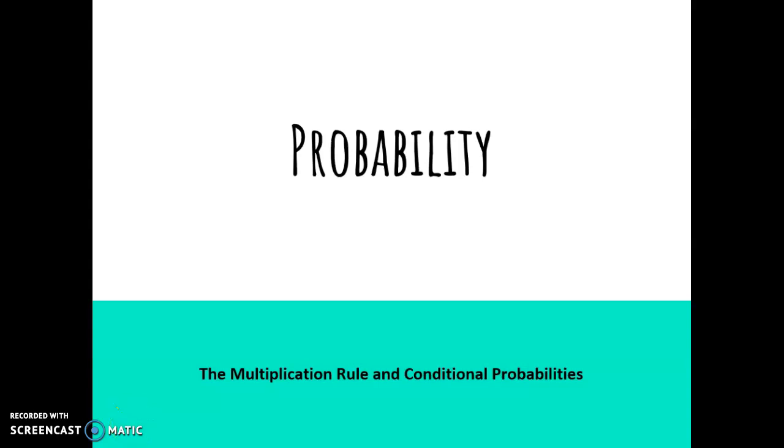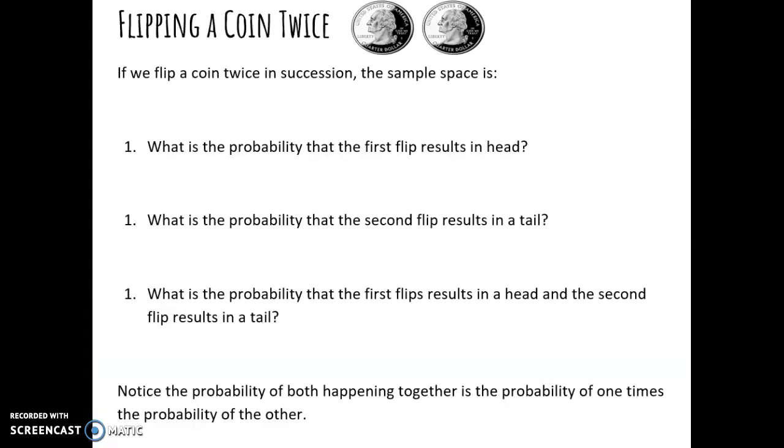This video is probability, the multiplication rule, and conditional probabilities. If we flip a coin twice in succession, what would the sample space be? So the sample space are all the possible combinations that could happen. So I have them listed here.